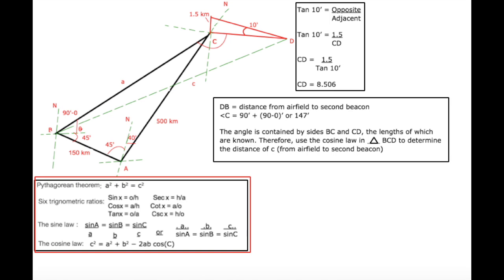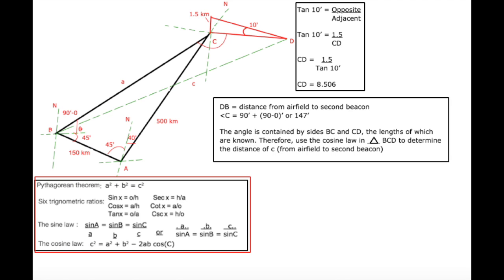Part B. From the diagram, CD represents the distance from the formation point to the airfield and is the base of a right triangle, having a vertical distance of 1.5 kilometers, which is the altitude of the aircraft. So using the primary trigonometric ratios, we need to calculate the length of CD.